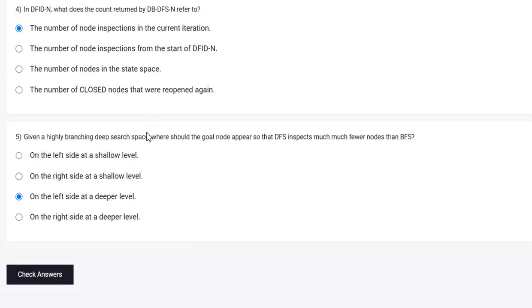And given a highly branching deep search space, where should the goal node appear so that DFS inspects much fewer nodes than BFS? So for DFS, in a highly branching deep search space, if the goal node appears on the left side, then DFS will inspect much fewer nodes than BFS.